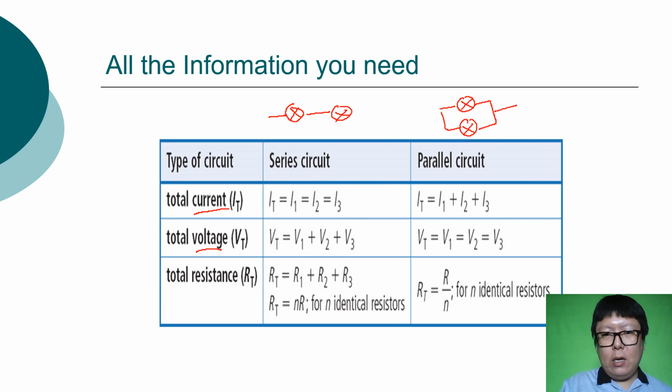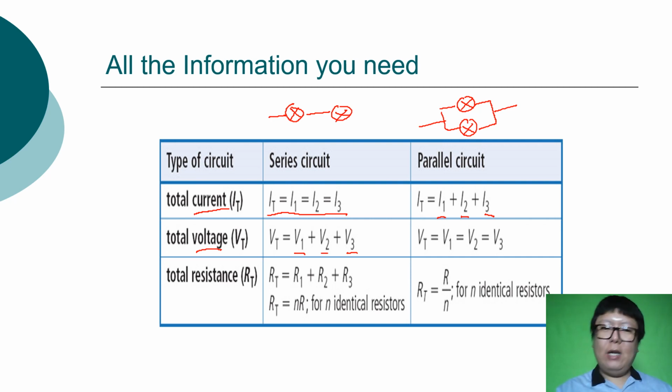In the series circuit, the current is always the same. You can see from these equations. In a parallel circuit, the current is the addition of the currents in each branch, so that's why I1 plus I2 plus I3. For the voltage in series, the potential difference is added across each electrical component. But in parallel, the voltage is equal.